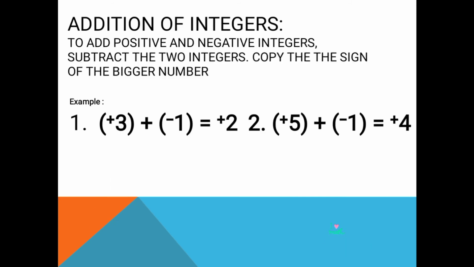Addition of integers. To add positive and negative integers, subtract the two integers, copy the sign of the bigger number. Example number 1. Positive 3 plus negative 1 is equal to positive 2. Meaning to say, you subtract if that is the different sign. So positive added to negative. So 3 minus 1 is equal to 2. The same also with number 2. Positive 5 plus negative 1, different sign. The first one is positive, the second one is negative. So you subtract again. Positive 5 added to negative 1, the result is positive 4.